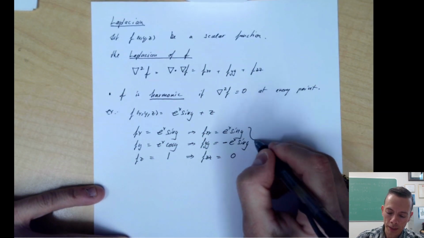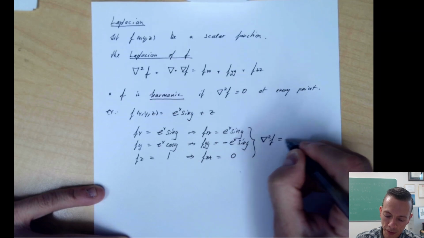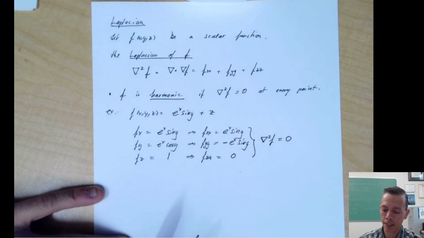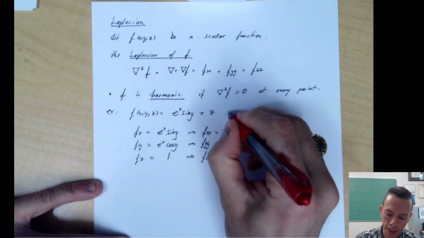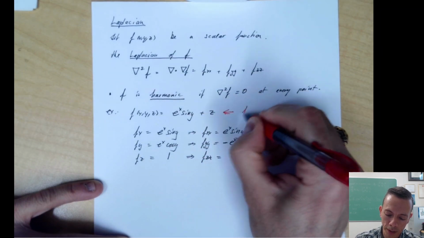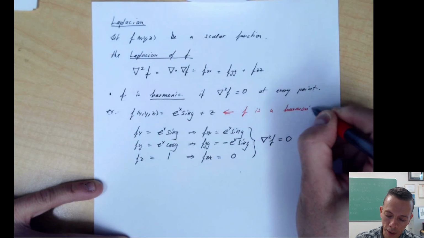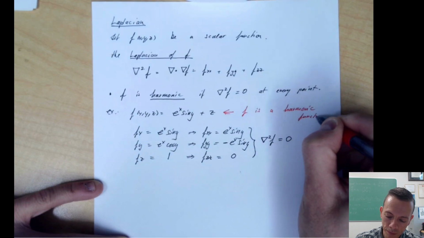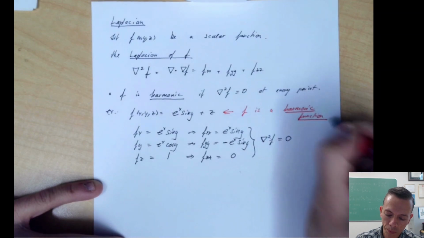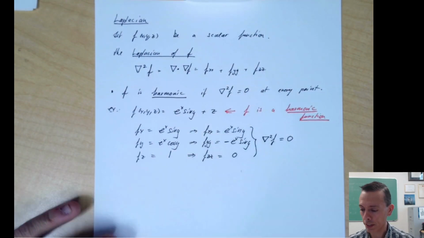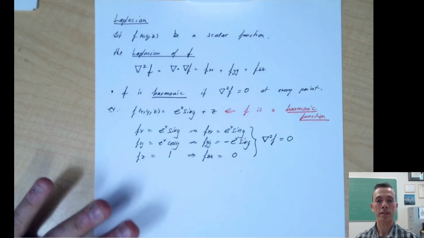So now if we add these three functions on the right-hand side, we see that the Laplacian of f is 0. Everything cancels out. So this means that this function f that we started with is an example of a harmonic function. So the study of harmonic functions is a very large field in physics and in mathematics called harmonic analysis.